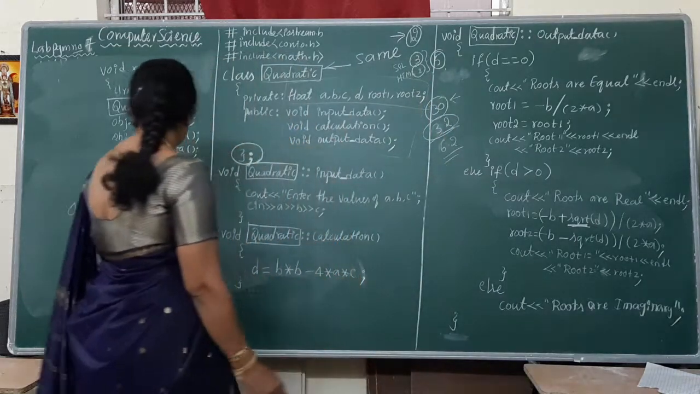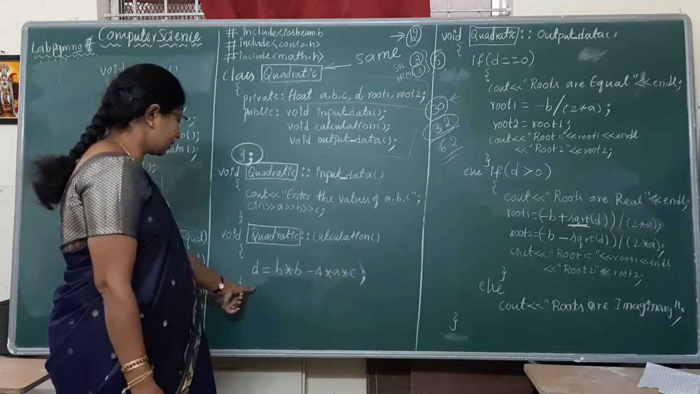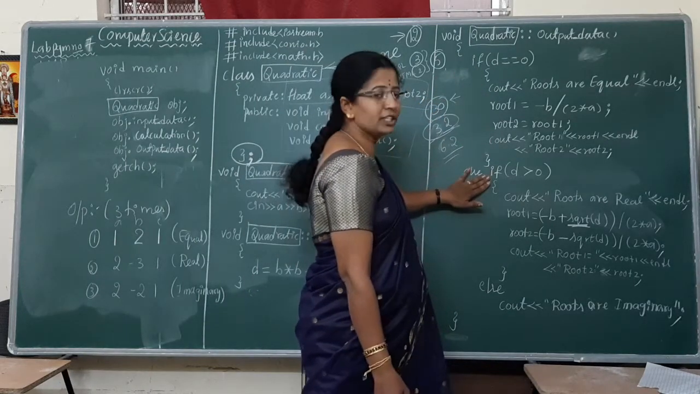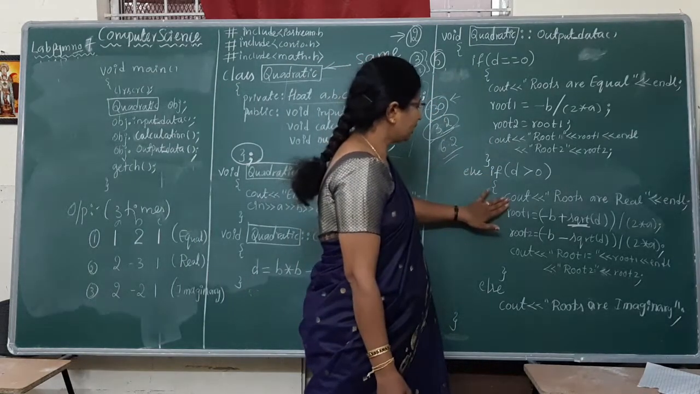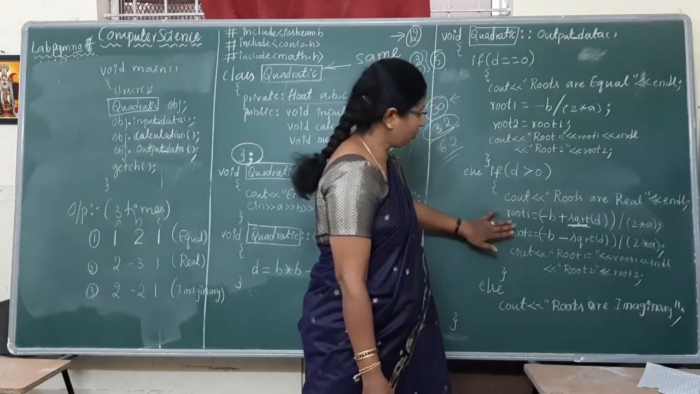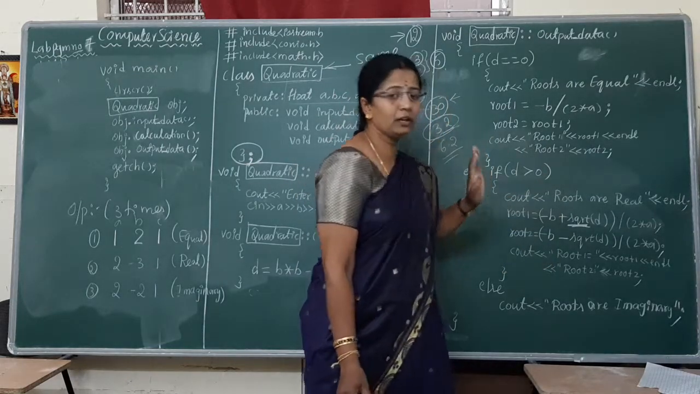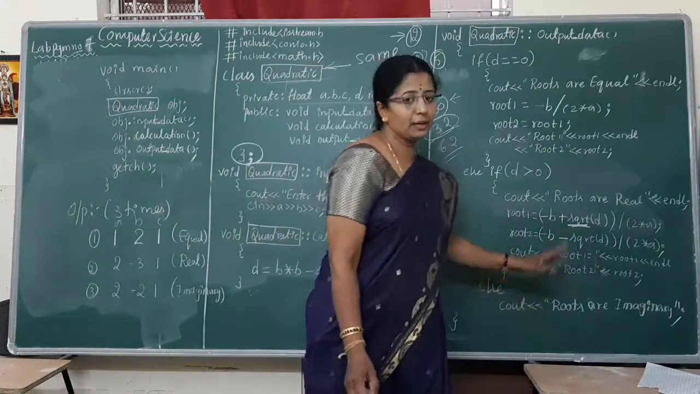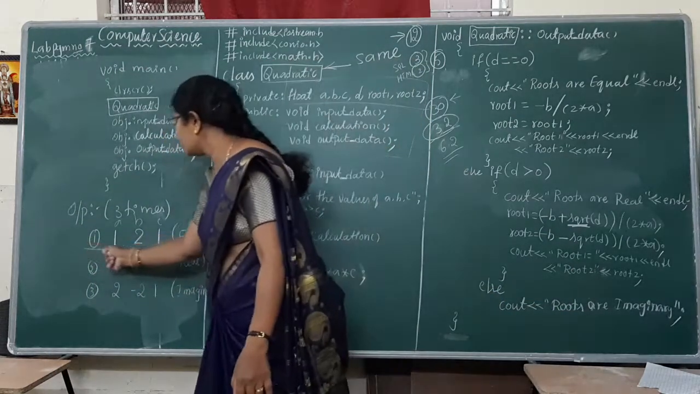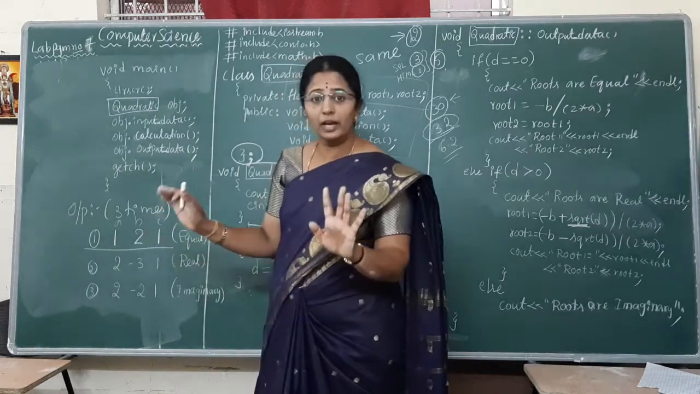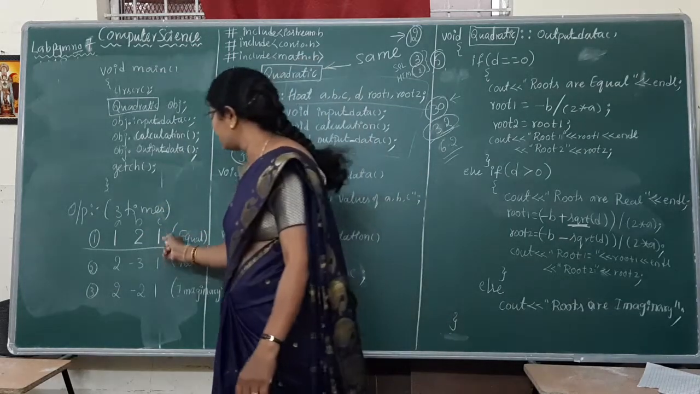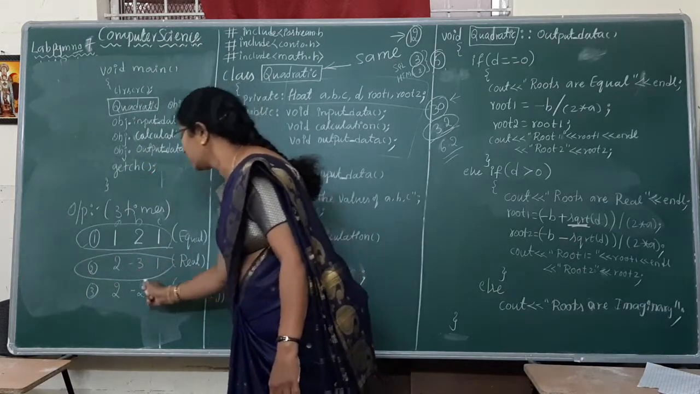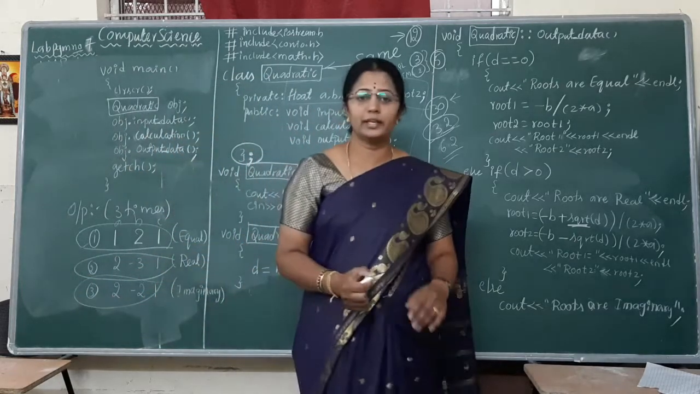Then in the second scenario, you will get d greater than 0. The first condition is false, so the second condition will be executed. Then the roots will be found and displayed. Roots are real. In the third scenario, roots are imaginary. You should give this one at a time, not all the values at once. This is for the first execution, this is for the second execution, and this is for your third execution.